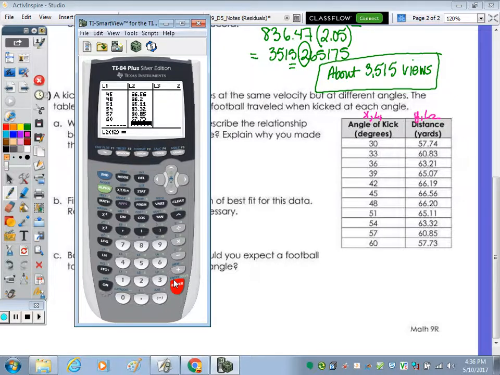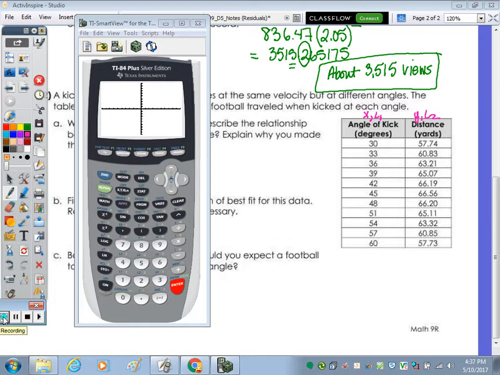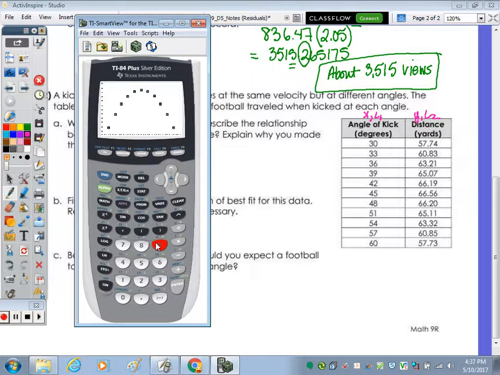Okay, so let's see the scatter plot. So just to double check, second y equals, the plot is on. I see the scatter plot graph. Remember, to see the graph, do zoom 9. Okay, and that to me looks like a parabola, which would be a quadratic regression. So part A says, what model would you use to describe the relationship and explain why you chose this model? So before I do that, though, I'm actually going to do part B to get the equation.